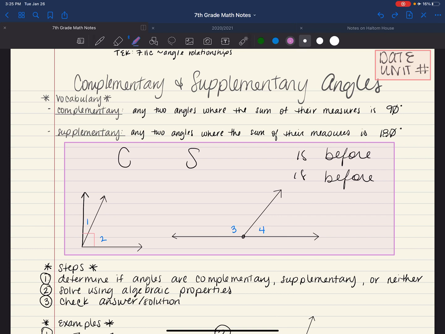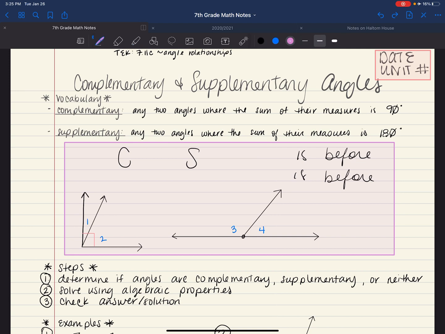So first, it is complementary and supplementary angles, and I tried to separate these two out, but it was a little difficult for me. So complementary is any two angles where the sum of their measurement is 90. Clearly, we know what sum means. It means when you add them together, they're equal to 90. Supplementary is any two angles where the sum of their measures is 180. So any two angles, add them up, they should equal 180 degrees.